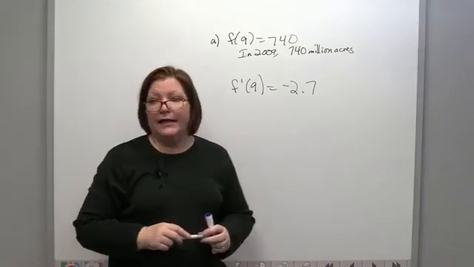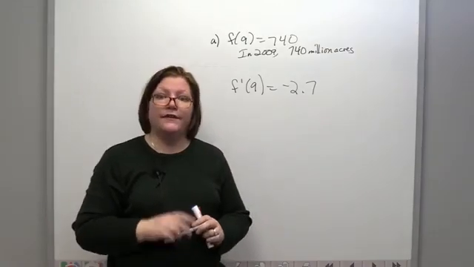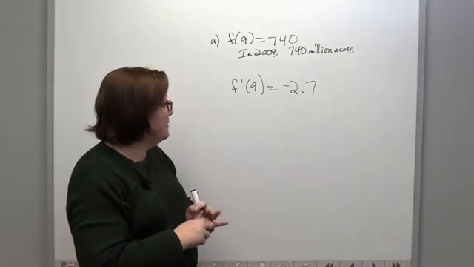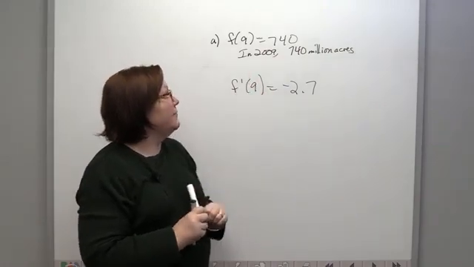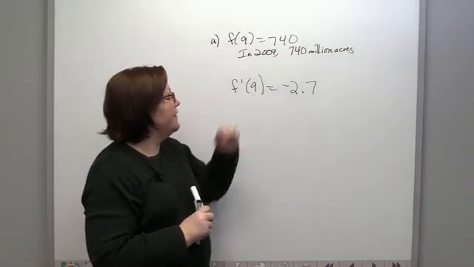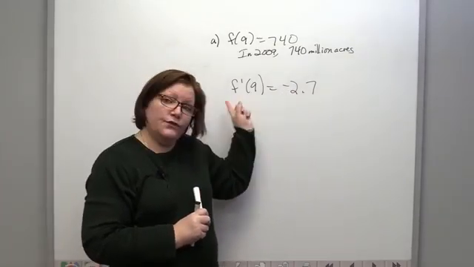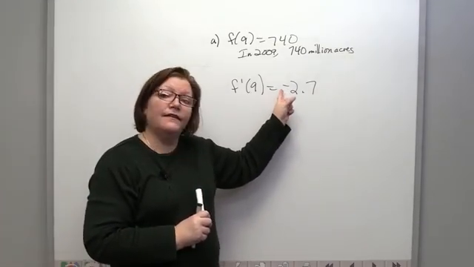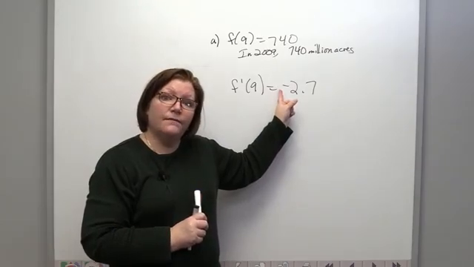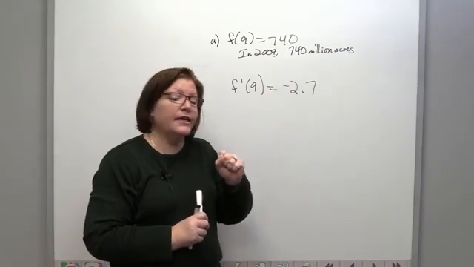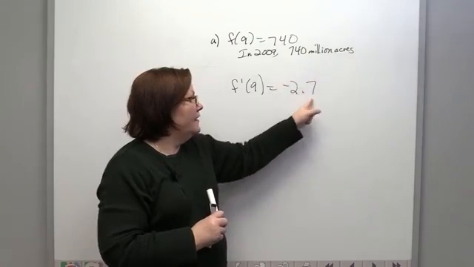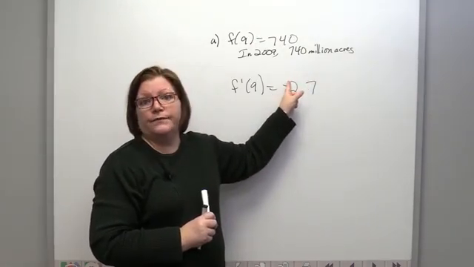f prime of 9 equals negative 2.7. There's a couple things we need to think about here. Again, we're still talking about 2009 because the t value is 9, but the derivative is a rate of change, and the fact that the rate of change is negative means that we are decreasing. The area is decreasing. And this gives us by how much.